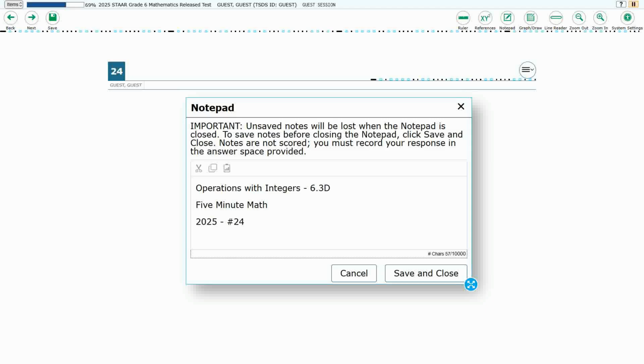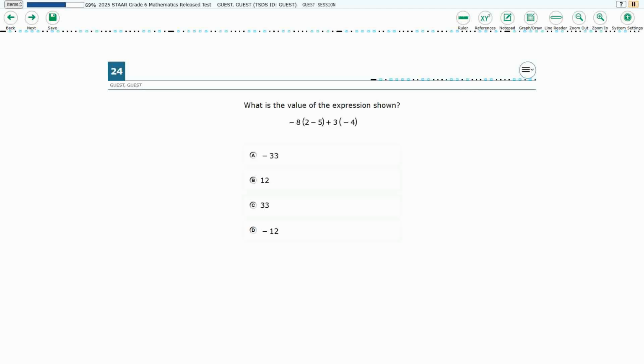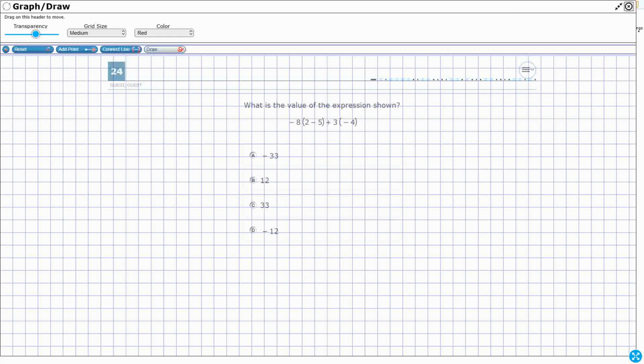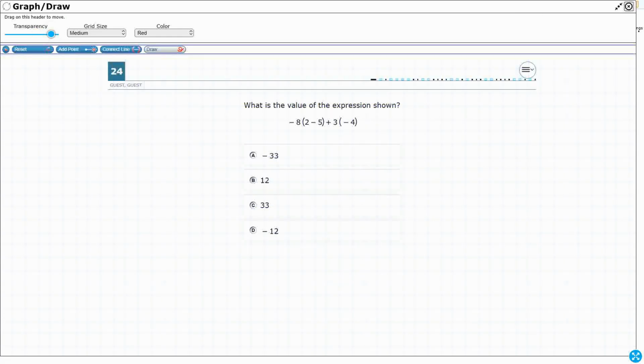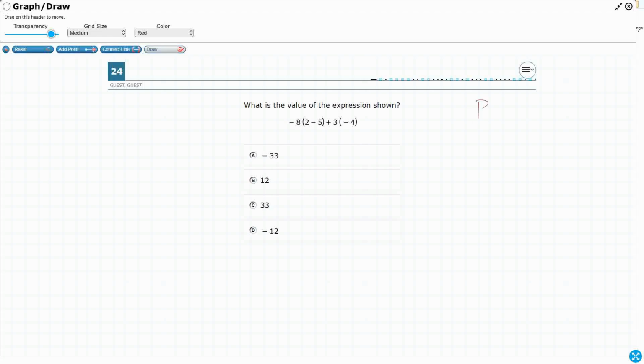Today we are looking at the sixth grade concept of operations with integers. This is standard 6.3D in the great state of Texas, and we are using item number 24 of the 2025 released STAAR test. If you haven't done so already, please pause the video, work this problem out on your own, unpause it, and we will look at our answers together.